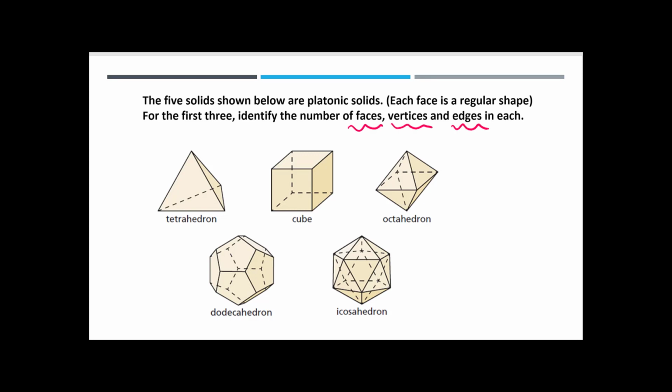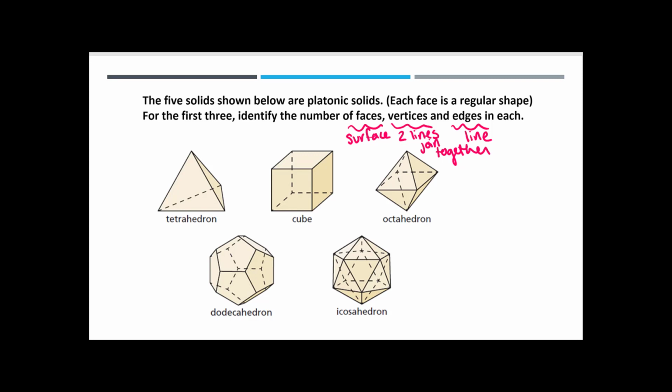A face is a surface of one of the sides of the 3D figure. A vertex is where two lines come together and join, and an edge is a line. We're going to look at the tetrahedron first, and I'm going to identify the faces. So I'm going to shade them.